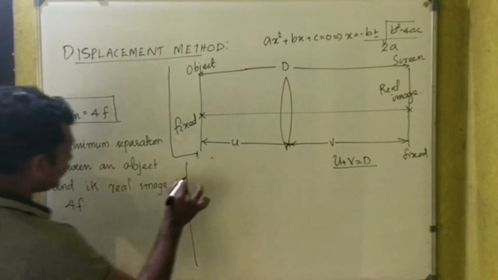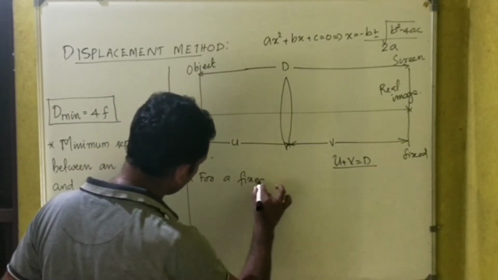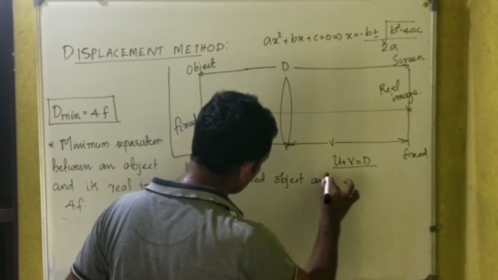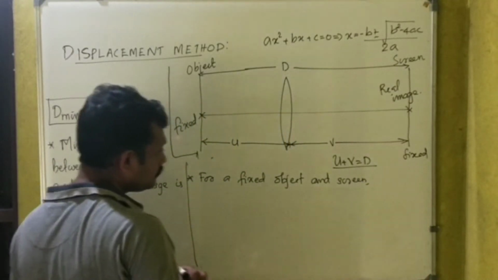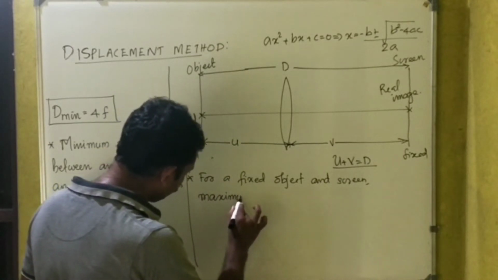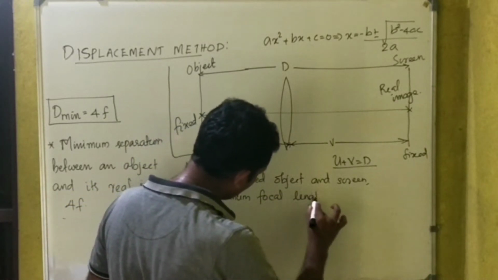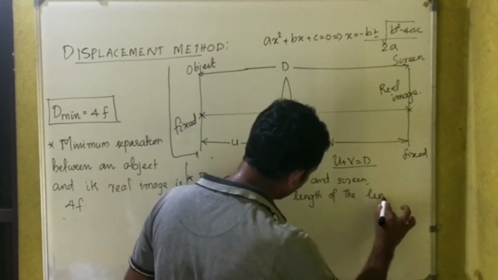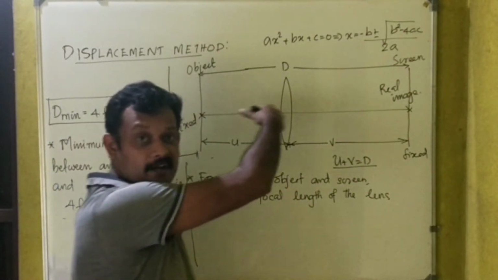Another way we can say the same sentence is, for a fixed object and screen, maximum focal length of the lens, maximum focal length. So here D is fixed and I am placing different lenses here.